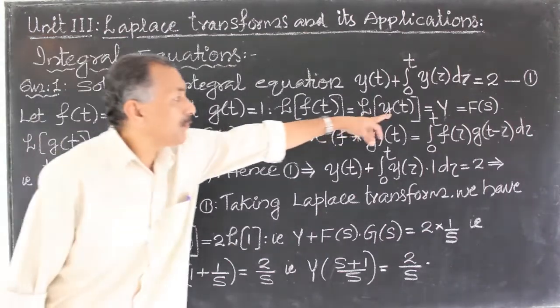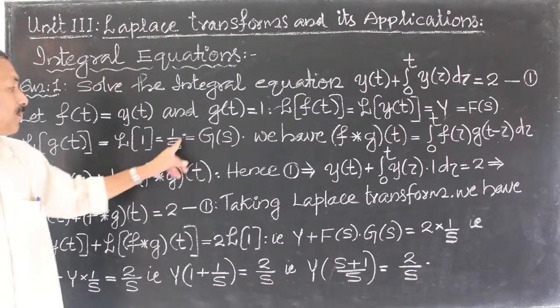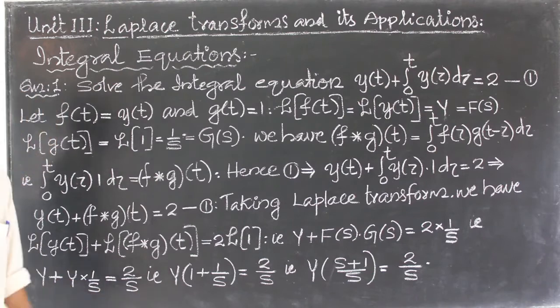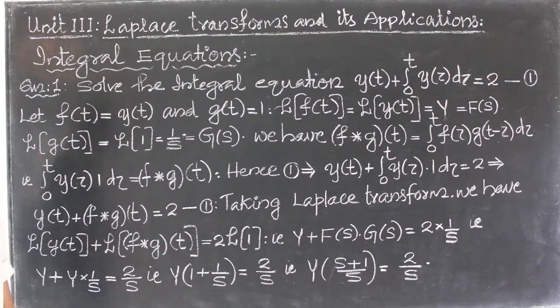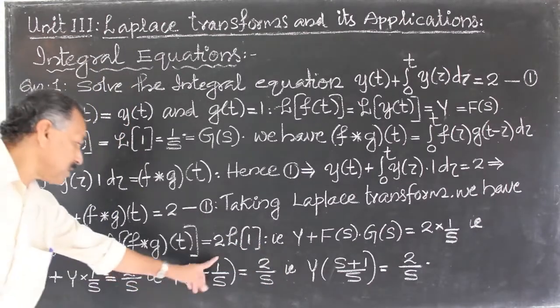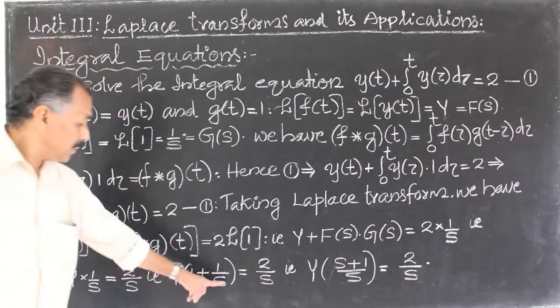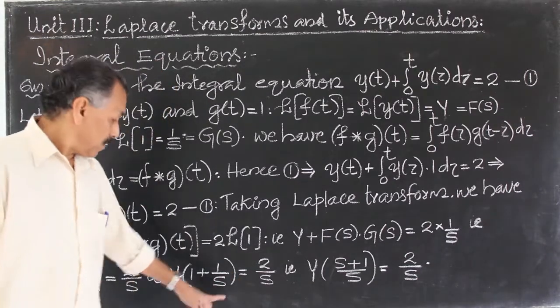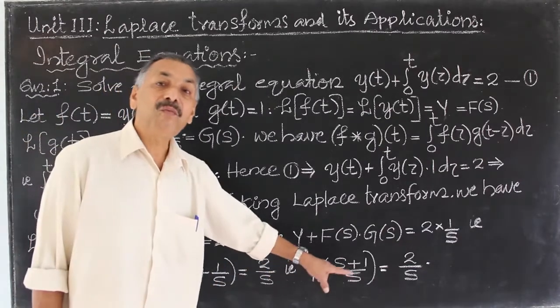What is F of s? F of s is equal to Y, the L of y of t, and G of s is equal to 1 by s, is equal to 2 by s. So Y plus capital F of s, f of t transforms to Y, g of t transforms to 1 by s, is equal to 2 by s. Taking Y outside, that is Y into 1 plus 1 by s. But 1 plus 1 by s is equal to s plus 1 divided by s, so Y into s plus 1 divided by s is equal to 2 by s. From this, write the value of Y.